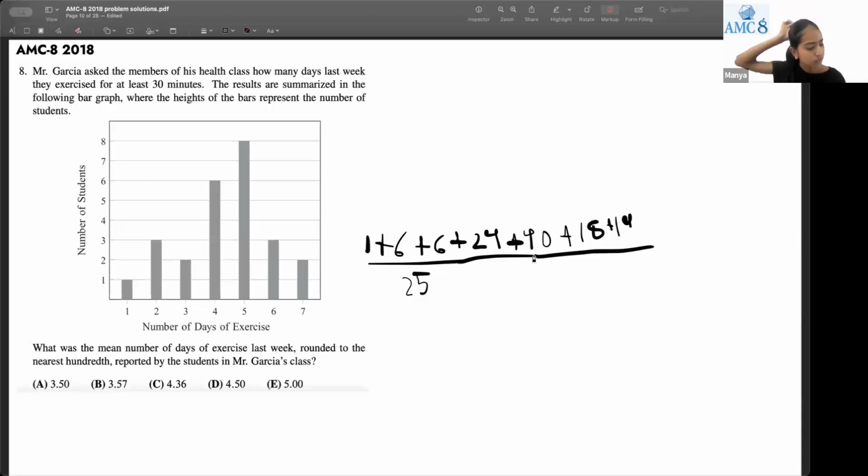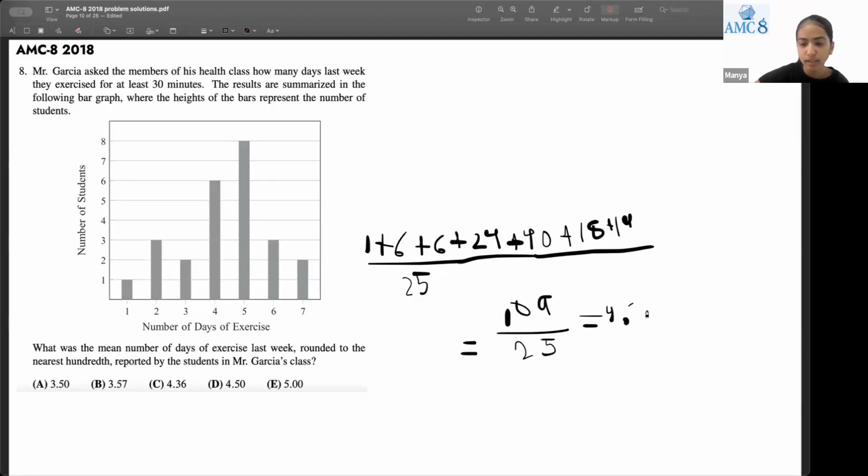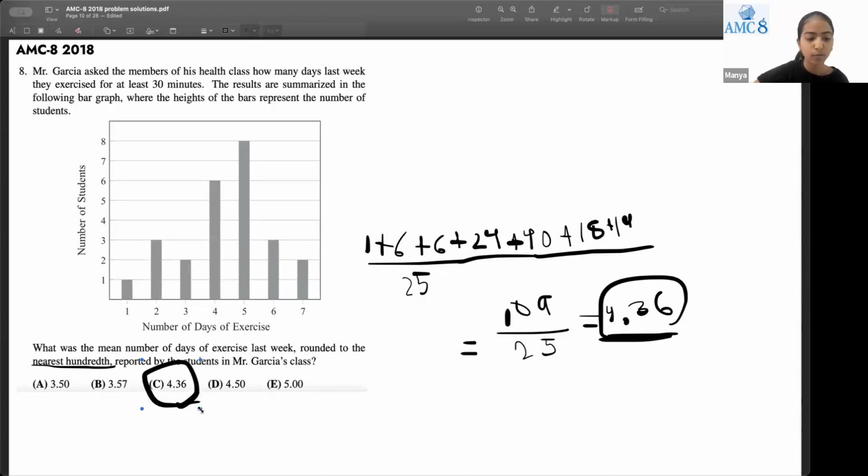And if we add all of these numbers up, I'll be writing this right here, then we will be getting 109 over 25. And then if we solve 109 over 25, then we would be getting 4.36. So since we got this number and it's rounded to the nearest hundredth, that would be our answer choice C, 4.36.